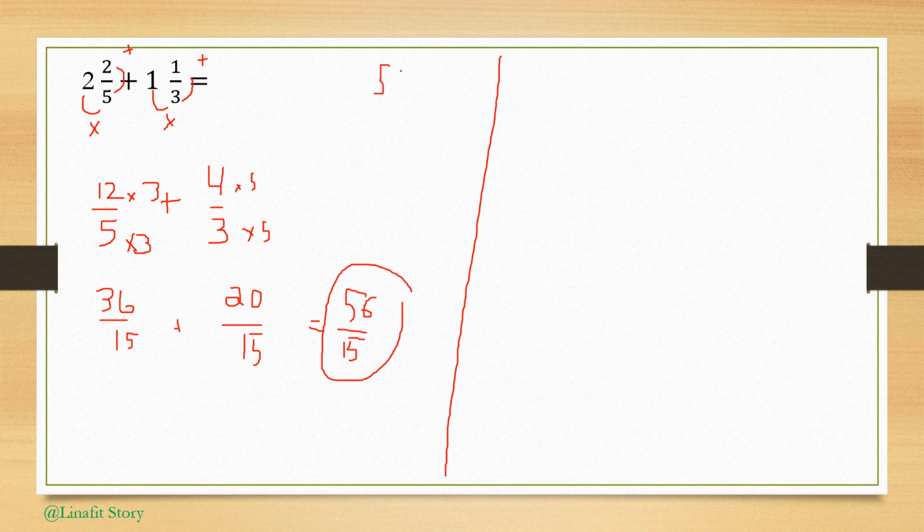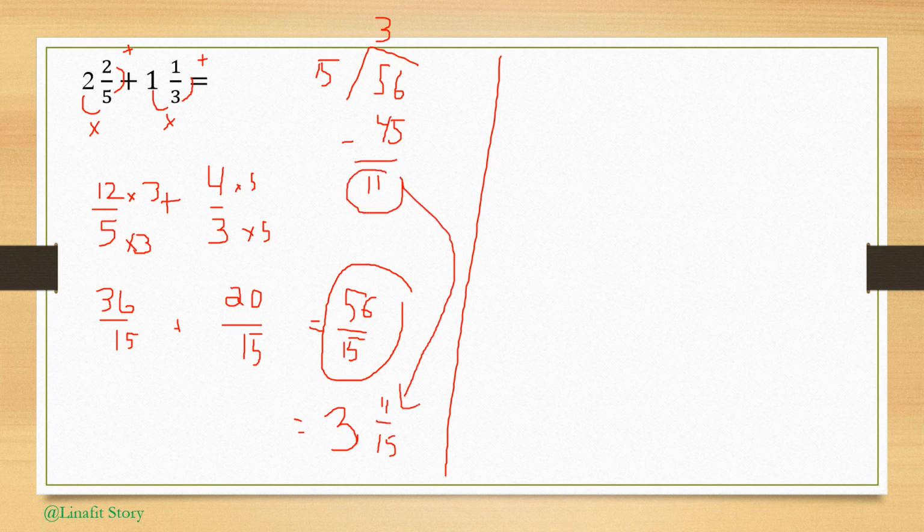So 56 divided by 15 equals 3. 3 times 15 equals 45. So subtract 45 from 56 equals 11. So the answer equals 3, 11 out of 15. Yeah, the remainder as the numerator, don't forget.